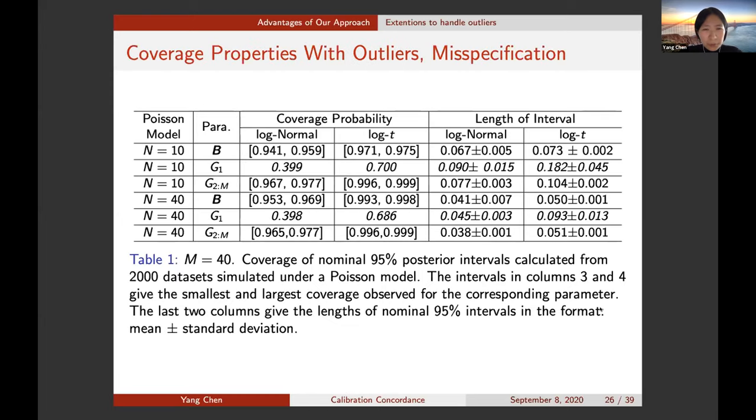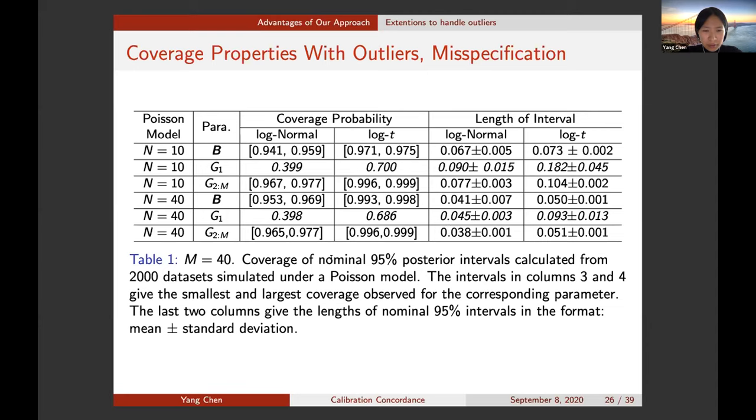And we compared the coverage properties with the outliers with model specification. The models are simulated based on a Poisson model, and we choose different numbers of instruments: 10 different instruments and 40 different instruments. For the coverage probabilities, we are looking at nominal 95% posterior intervals, so coverage probabilities around 95% will be desirable. And for the length of the interval, the smaller, the better.